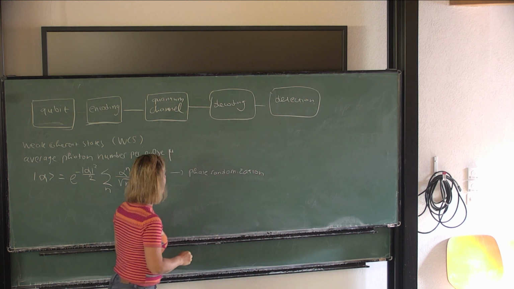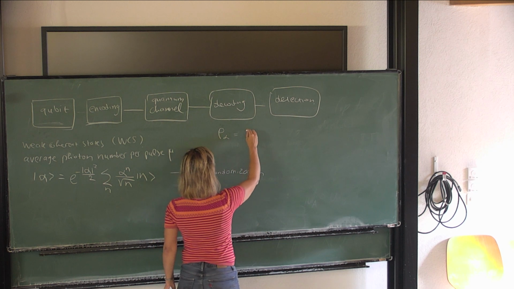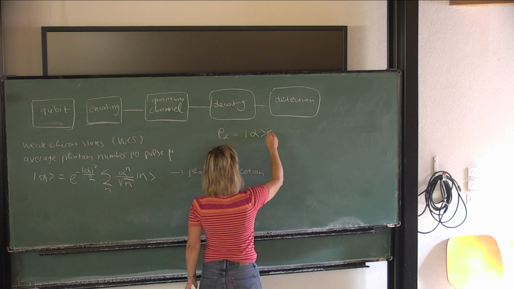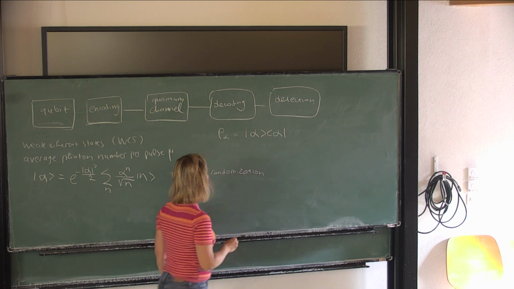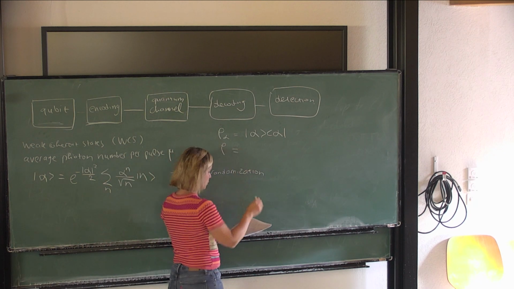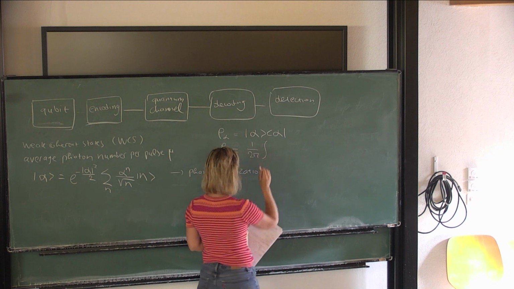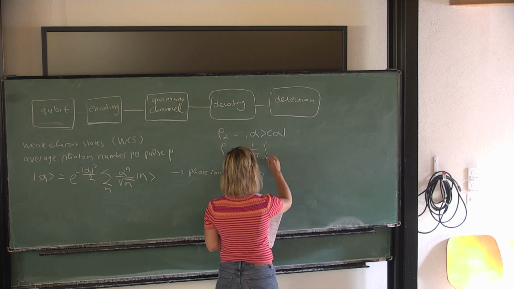Phase randomization means that if you write, for example, the density matrix of your coherent state like this, then a phase randomized state is going to be looking like this. It's essentially the output of all different phases.